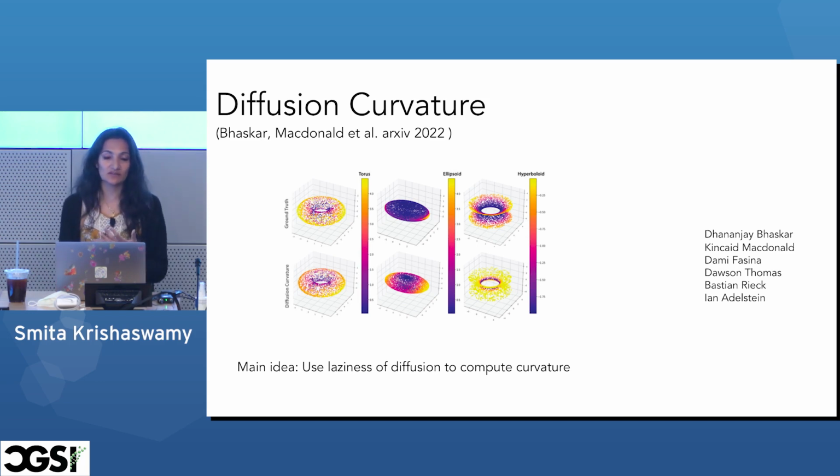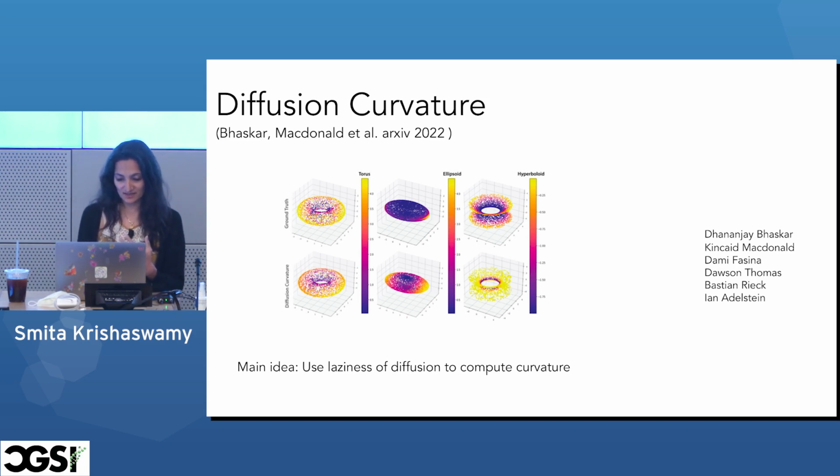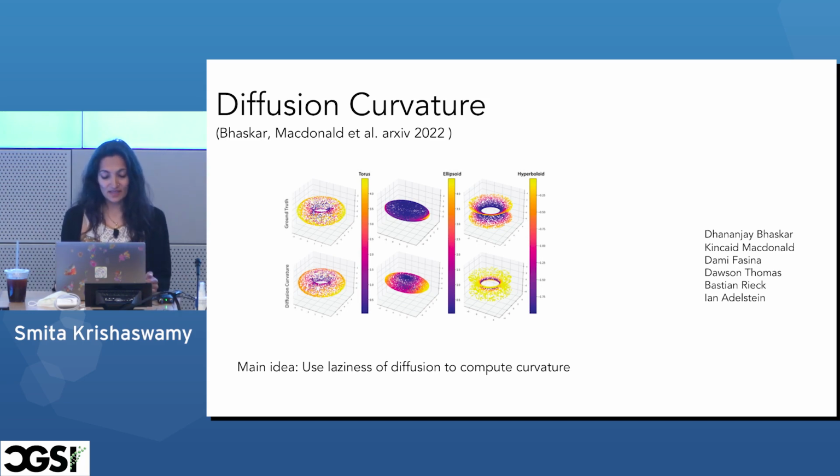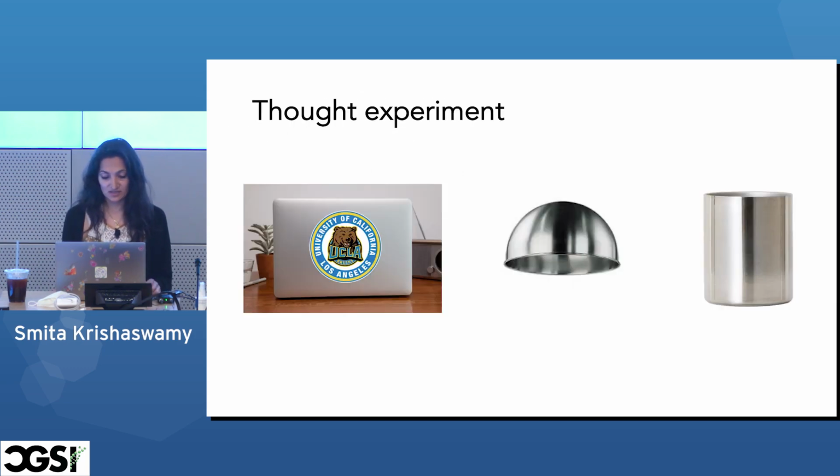So this is a new work from our lab. It's called diffusion curvature. It's on arXiv. The main idea is to use the laziness of the diffusion to actually compute curvature in your data. So I'm going to have you do a thought experiment. Imagine you have this kind of UCLA sticker on your computer. And then let's say you're like, oh, I don't want the sticker just on my computer, but I really want it on everything I own.